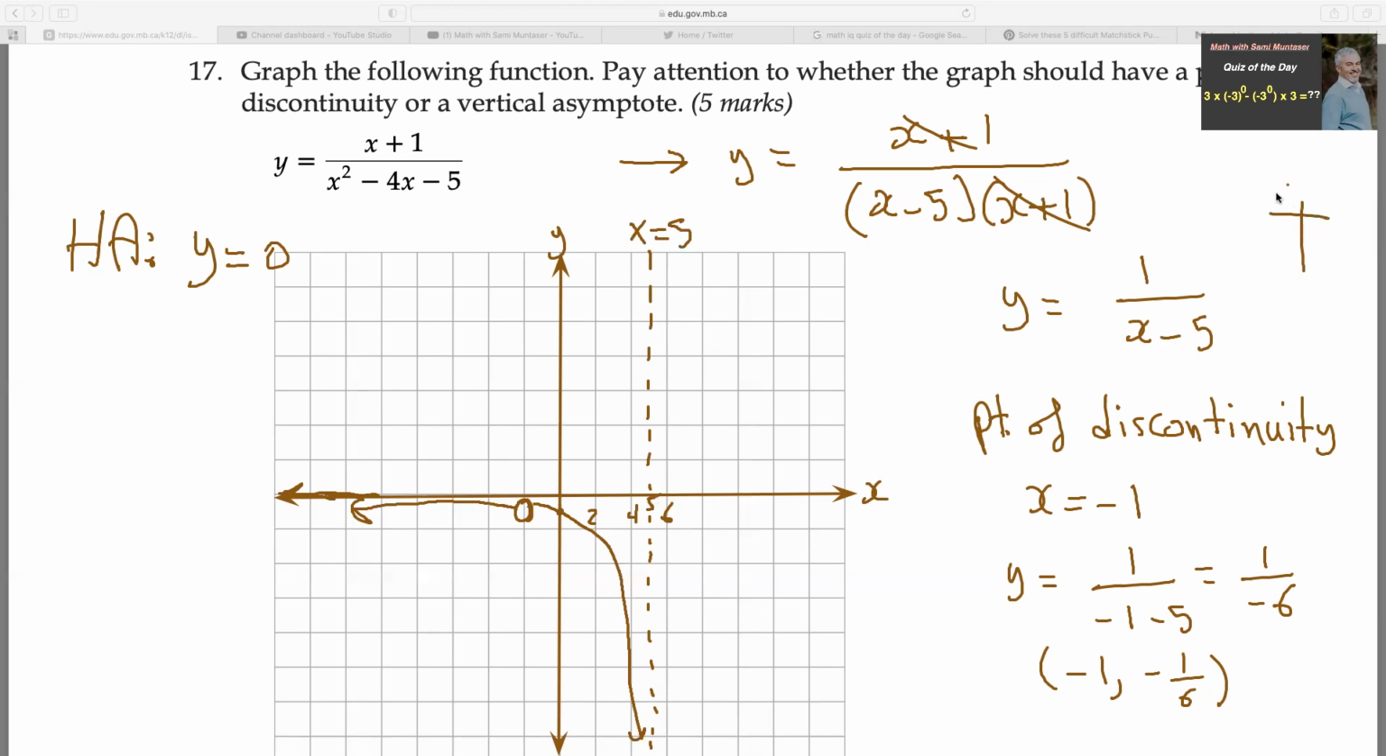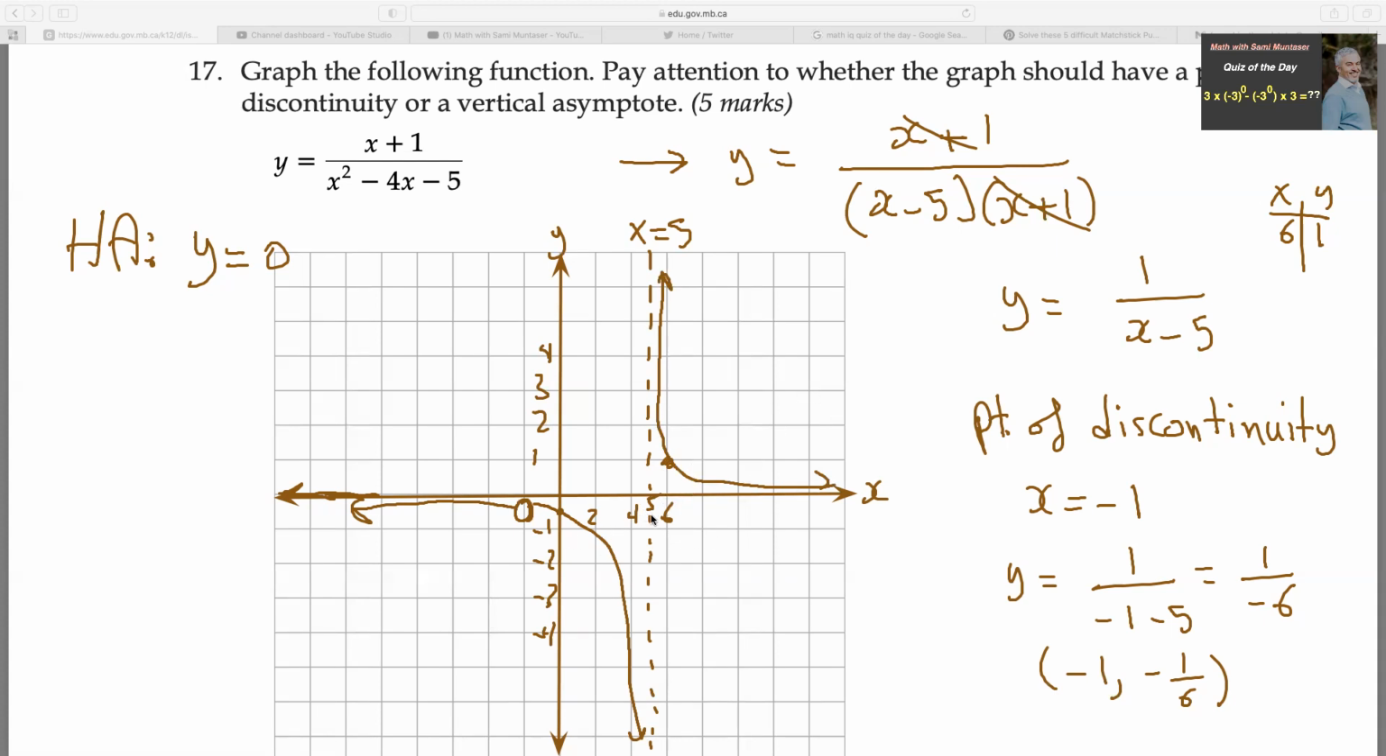So I choose six for x. Six minus five is one. One over one is going to give me one. So therefore I have a point at six and one. I'm scaling here by ones. So there you go. Since I have this point and my horizontal asymptote is the x-axis and the vertical asymptote is this, I can just get very close to the x-axis and very close to the vertical asymptote. And that is how my graph looks.